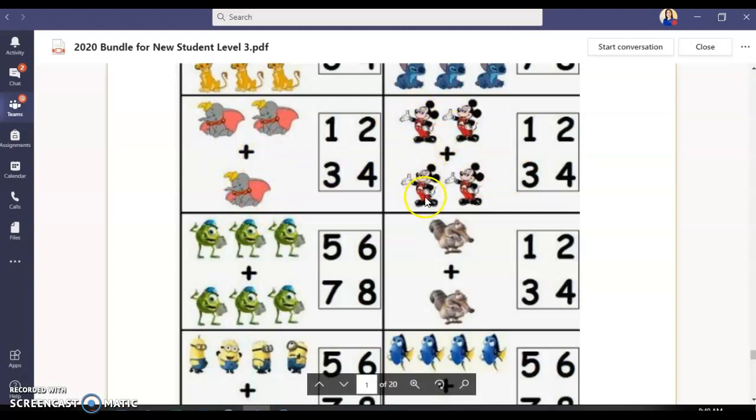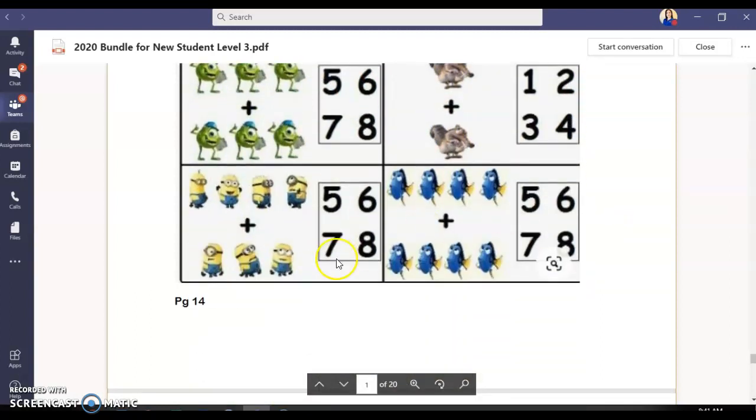1, 2, 3, 4. 1, 2, 3, 4, 5, 6. 1, 2. So circle your answer. Let's count the Minnies. 1, 2, 3, 4, 5, 6, 7. So circle the correct answer. 1, 2, 3, 4, 5, 6, 7, 8. So go ahead and circle the correct answer.